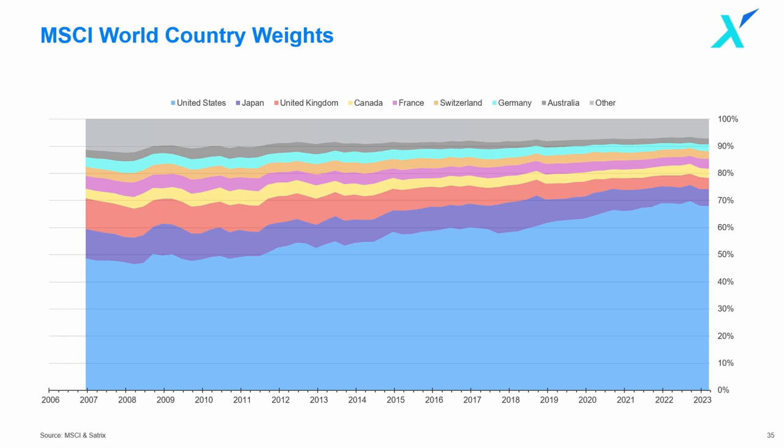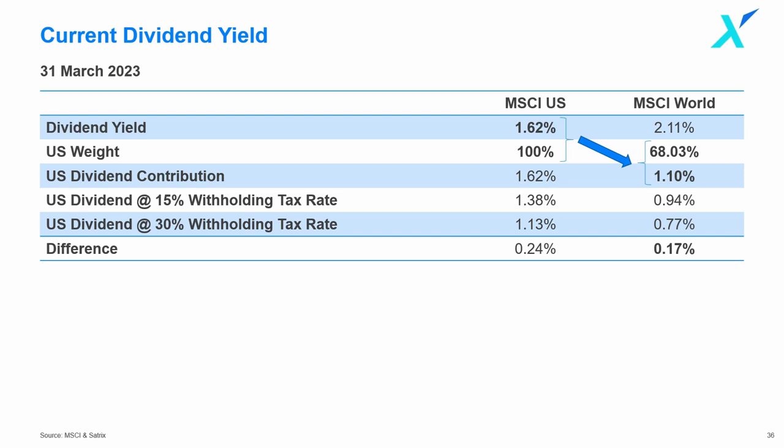And I'm not going to go too much into the maths, but just to explain this, if you have a look at the dividend yield on the US at the moment, it's about 1.6%. So if you were only investing in the US, that would be your dividend contribution to your total return. The difference between paying 30% on that 1.62% would give you 1.13% contribution to total return, as opposed to only paying 15%, you get 1.38. And so that translates to 24 basis points of additional performance, depending on which withholding tax rate your fund is harvesting.